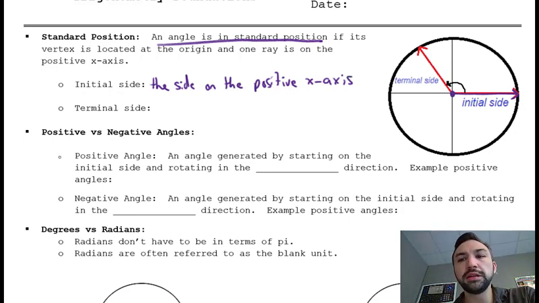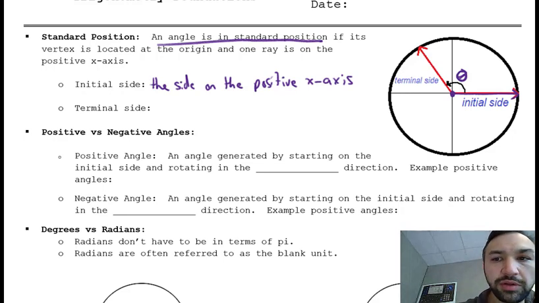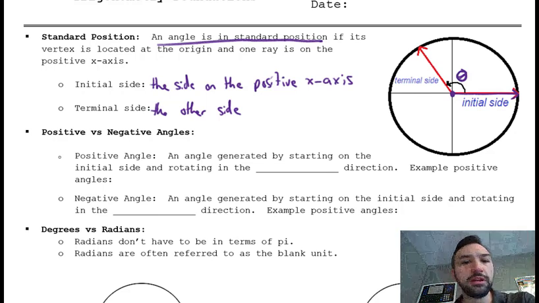Okay, and then the angle turns and opens up. So this would be like the angle. We usually use the Greek letter theta for that. If you're talking about a small angle, it's not going to open up very much. A bigger angle is going to open up more. But to have an angle, you need another ray. So the terminal side is going to be the other side. It's the one that's going to move around depending on how big the angle is.